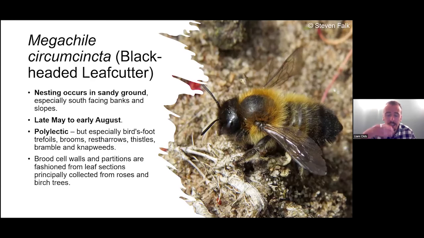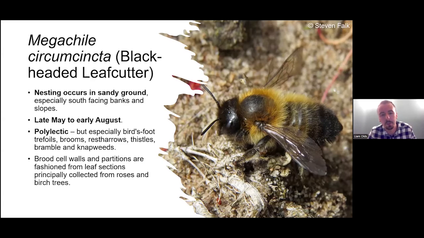But this is a species associated with sandy habitats. It nests in sandy ground, especially south-facing banks and slopes. It is usually active from about May through to about early August. So it's a little bit earlier than some of our leafcutter bees, but not by much. But I have, on one instance, seen them in late April. So in some years where it's very warm, they can be out earlier.